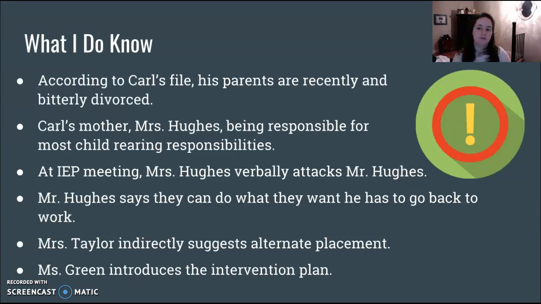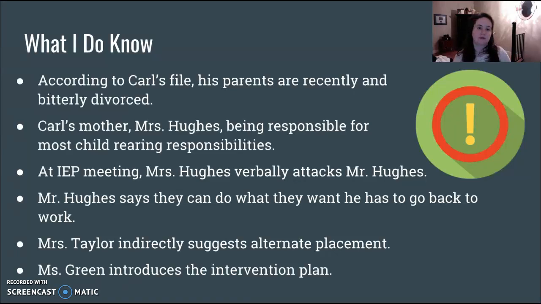Ms. Green introduces the intervention plan at the meeting. The mother is very upset and trying really hard, and everyone seems to be trying really hard, but nothing's working. And so they go along with the intervention plan. After the meeting is over, Mrs. Taylor makes a comment to Ms. Green, basically saying that the person that Ms. Green replaced would have normally just removed the child from the classroom and put them into a detention room with a workbook to do work.